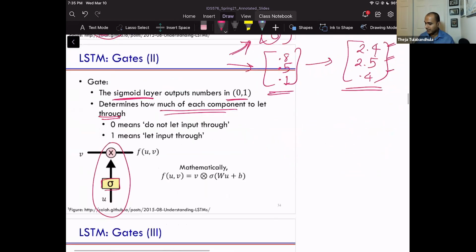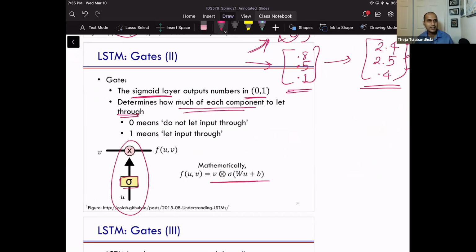Mathematically, the deep learning folks use this notation in this literature, but you just need to get the intuition. It's just trying to scale the coordinates of the V vector. You can't scale numbers up because the sigmoid's output is at most 1. You can only scale things down. So either you make some entries almost 0, removing them, or leave the entries as is.